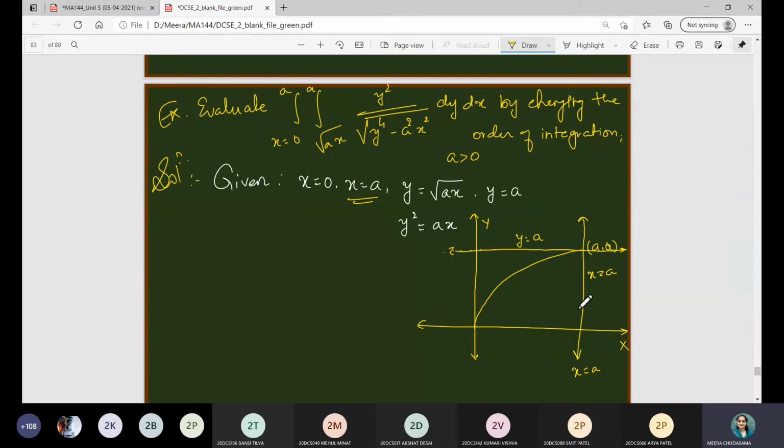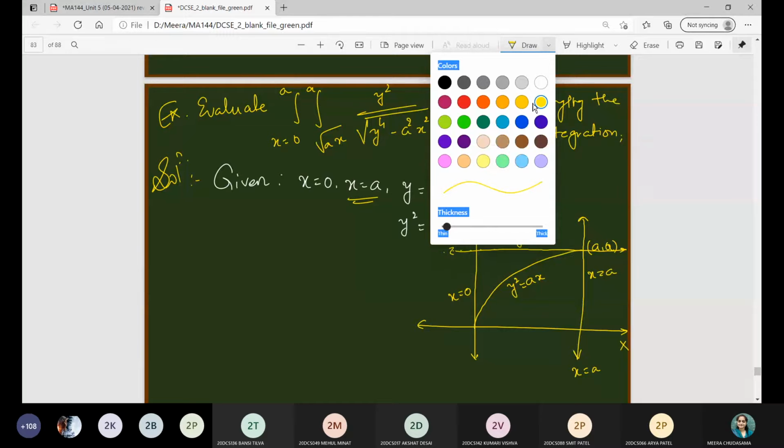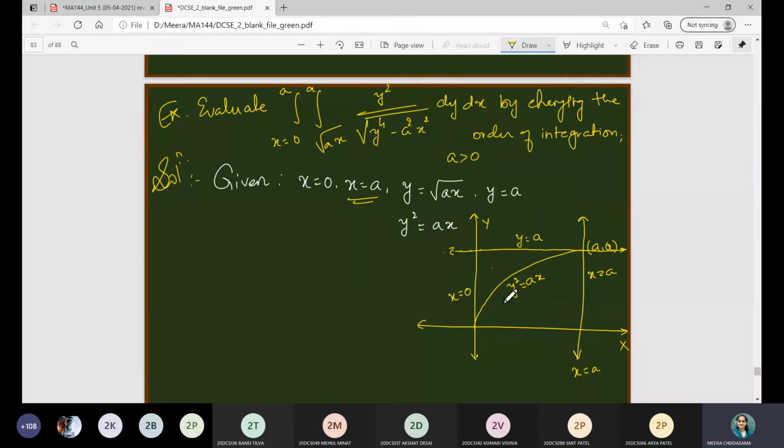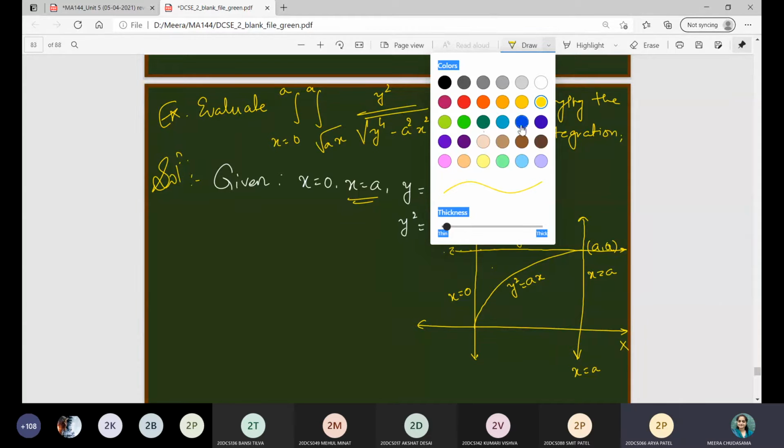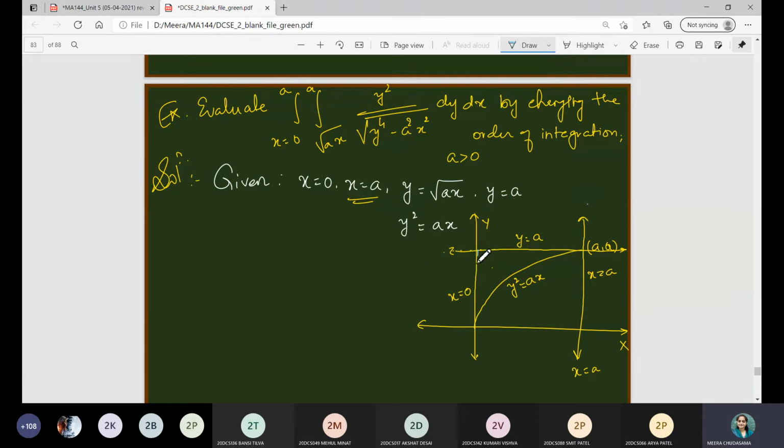y is equal to a, this is x is equal to a, this is x is equal to 0, and this is y square is equal to ax. तो कौन सा रीजन आपने लिया है, अपर वाला और लोअर वाला? Upper wala. Let us see. x is equal to 0 means it is this one. x is equal to a means it is this line. So it corresponds to this point actually. Then y square is equal to ax, that is this curve, and y is equal to a means it is this curve. So actually this is the region we are having.